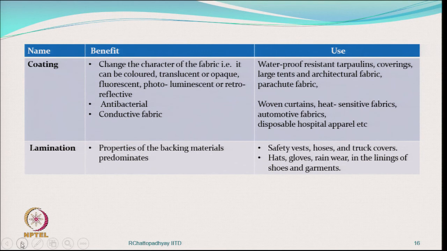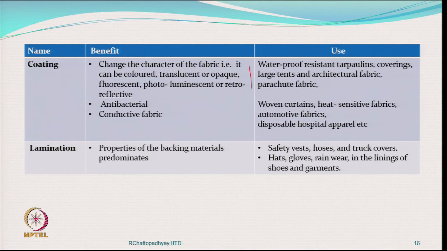In the coating process, the benefit is that it changes the character of the fabric. It can be colored, translucent, opaque, fluorescent, photoluminescent and retroreflective. So, all these sorts of properties we can bring into the fabric through the process of coating. It can be antibacterial, or you can make a conductive fabric.